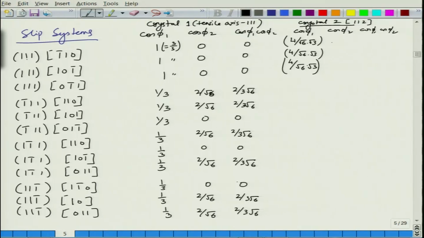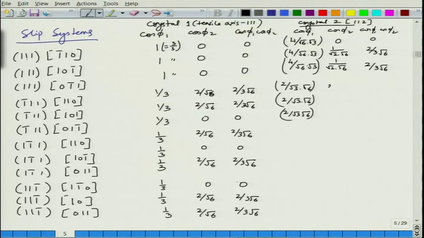And for cos phi 2 this will be 0, this will be 1 divided by square root 2 into square root 6, and this will be 1 divided by square root 2 into square root 6. If you take the Schmidt factor, this will be 0, this will be 2 divided by 3 root 6, and this will be 2 divided by 3 root 6. Okay. So, you can do the maths again for this. This will be 2 divided by square root 3 into square root 6.